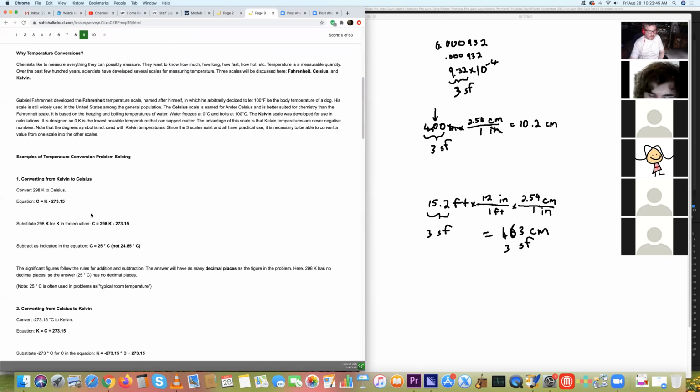This one's fairly simple. You want to find 298 going to Celsius. It's going to be Kelvin minus 273.15. This goes by the number of places past the decimal in what we start with. So that's going to be no places past the decimal. So our answer comes down to no places past the decimal, not 24.85. So it'd be 25 degrees.